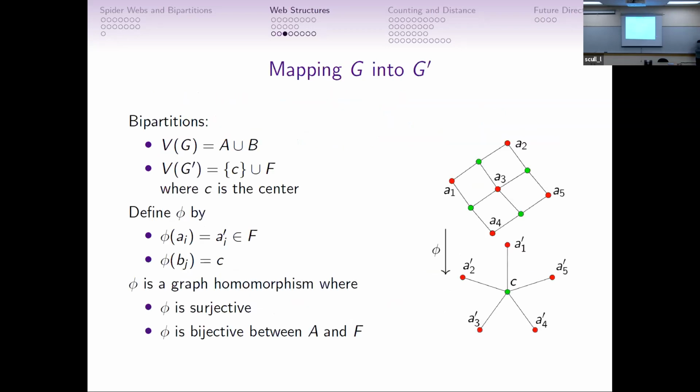Okay, so mapping G into G prime. We'll define phi from G into G prime, where the bipartition B gets sent to the center and bipartition A gets sent to what I'm calling F. F is just all the non-center vertices in G prime. Phi will be a surjective graph homomorphism, and it's also bijective between the bipartitions A and F.